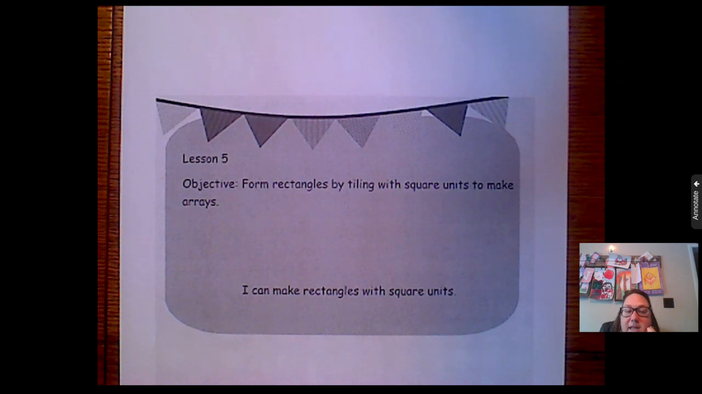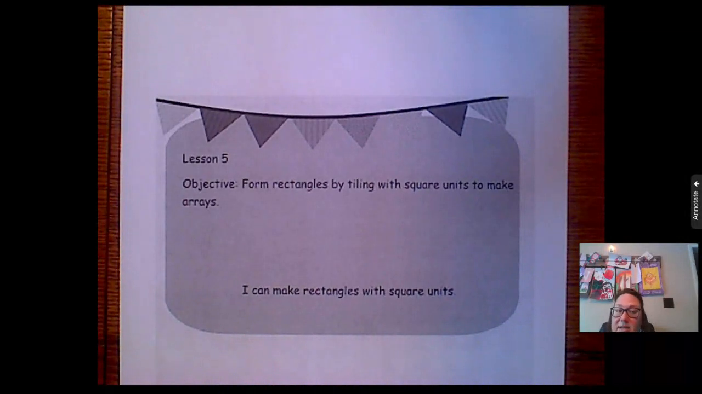Today, we are working on lesson 5 of our math module 4. And our objective today is that we are going to be forming rectangles by tiling with square units to make arrays. So we are very familiar with arrays. We made them all through module 1, all through module 3, the one that we just did, and worked with that. So our I can statement is I can make rectangles with square units.